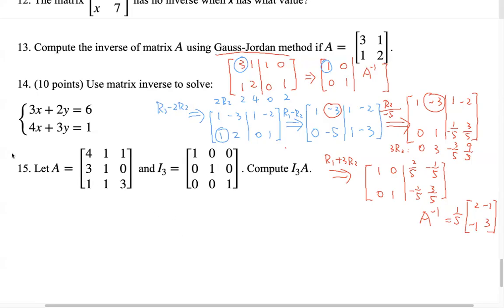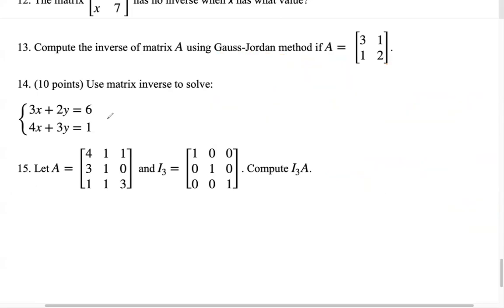All right, so I need to erase this to get space. Now let's see 14. For 14, we need to use matrix inverse to solve. When we say matrix inverse, what's in our head? We want to write it as AX equals B form, right? So A times X, where X in this case is (x, y), equals A inverse times B.